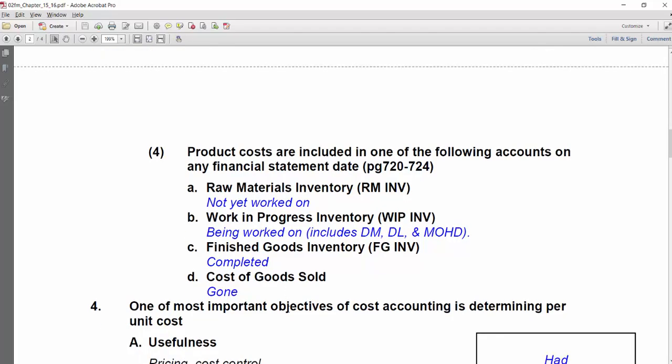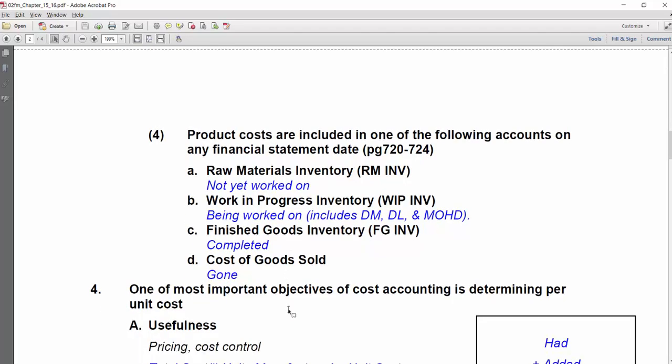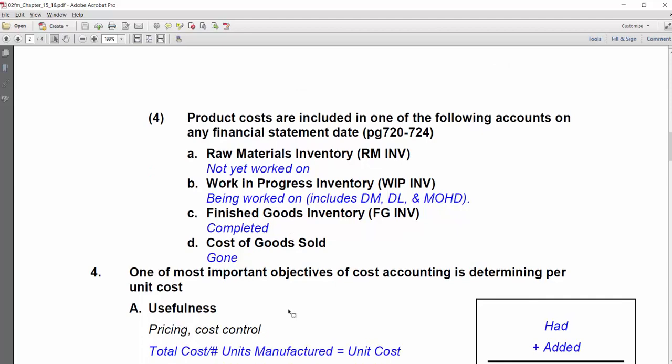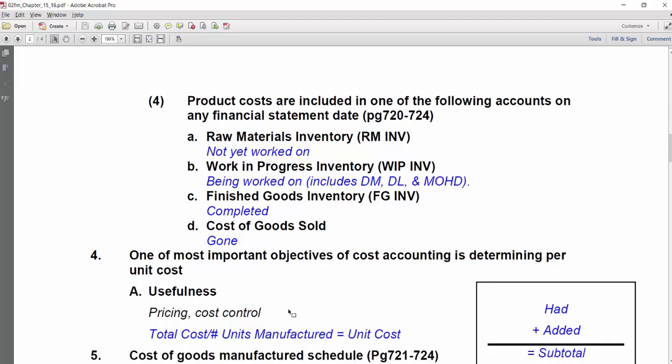So in cost accounting, one of our biggest things we want to do is come up with a unit cost. Why do we need it? Well, it can help us to price our product appropriately and control the costs. So how do you get it? Very simple. Take the total cost that you have for making the units that you made and then divide by the number of units manufactured. That gives you your unit cost.